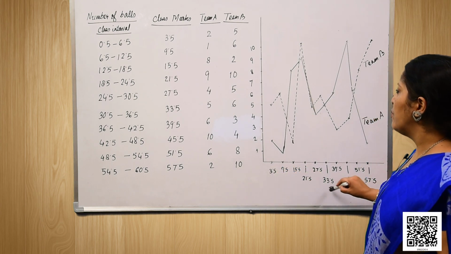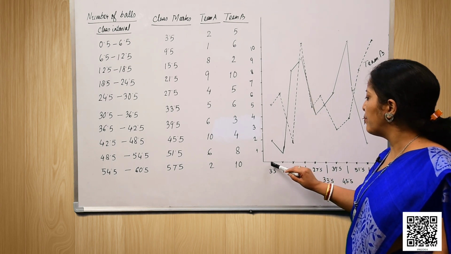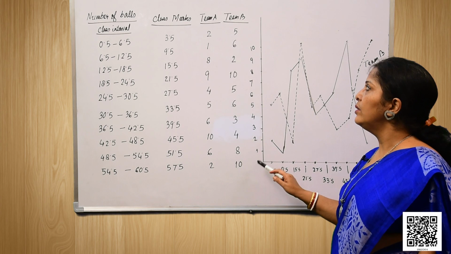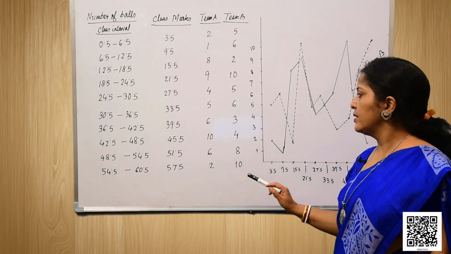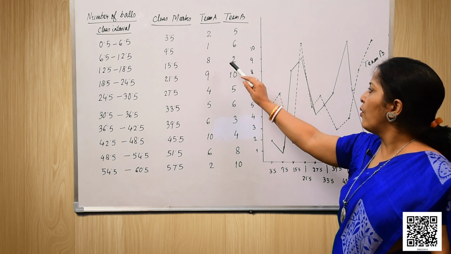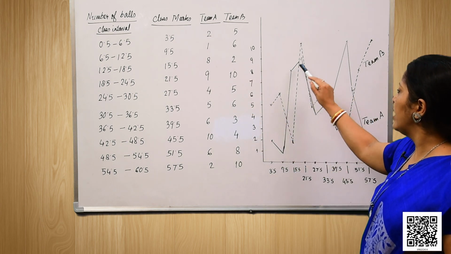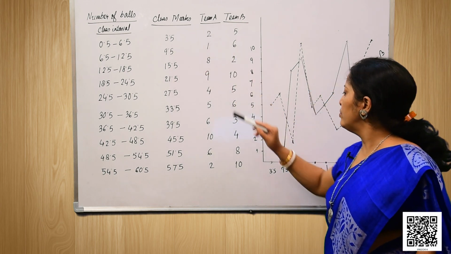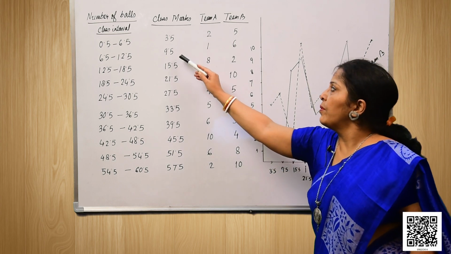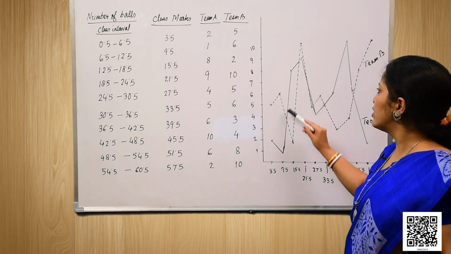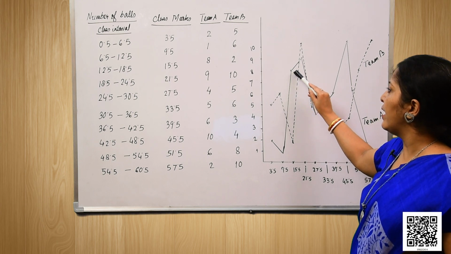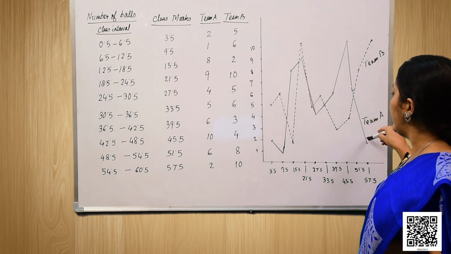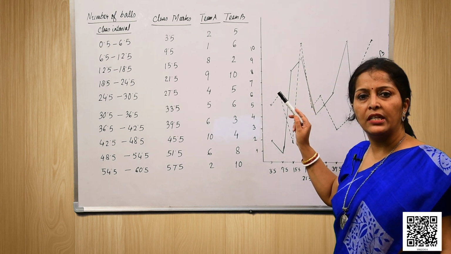Along with the horizontal line we have the class mark pointed as 3.5, 9.5 and so on, and along with the vertical line we have the frequency for both the teams. Now the first one we draw for team A, which is being drawn in the dark line. So you can see on top of 3.5 we have 2, so here we have marked 2, on top of 9.5 we have 1 and so on. On top of 15.5 we have 8, then on top of 21.5 we have 9 and so on, and later on we joined them all with the dark line.